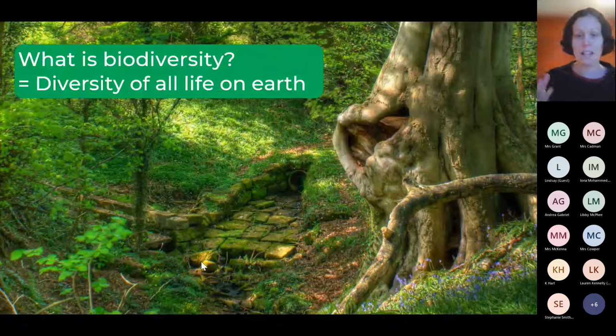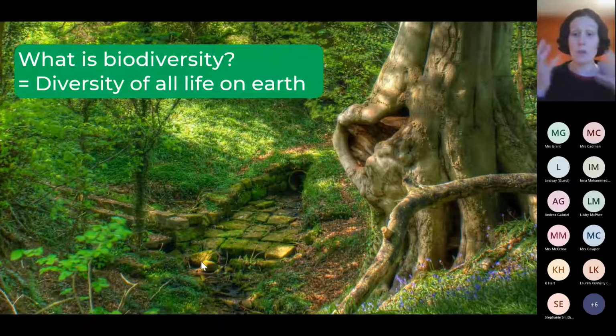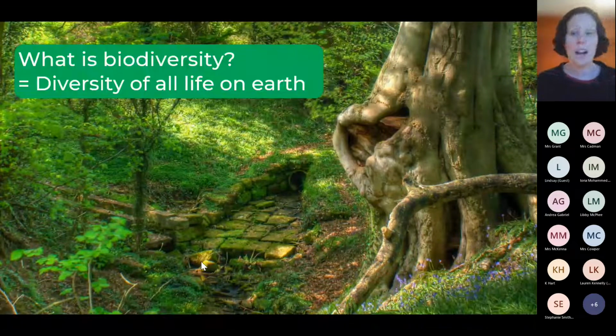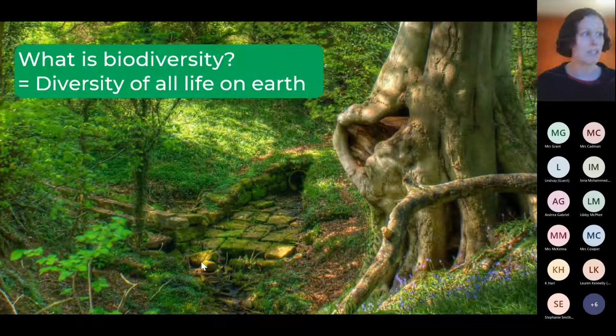So good biodiversity is having healthy size of populations of lots of different types of animals and plants. So it's the diversity of all life on Earth: animals, plants, fungi, bacteria. We want good diversity across everything. And I mentioned that word species, which can be a bit of a tricky one to explain, particularly if you're talking to younger children. What is a species?